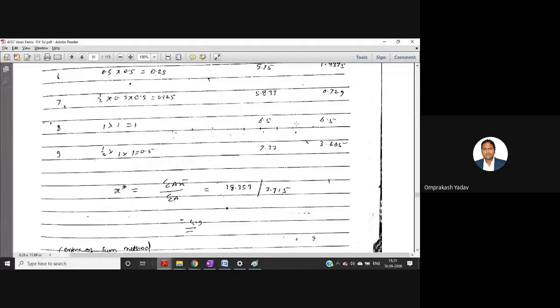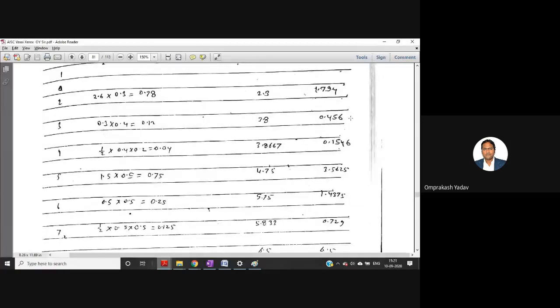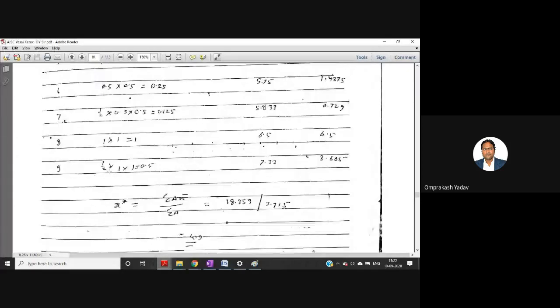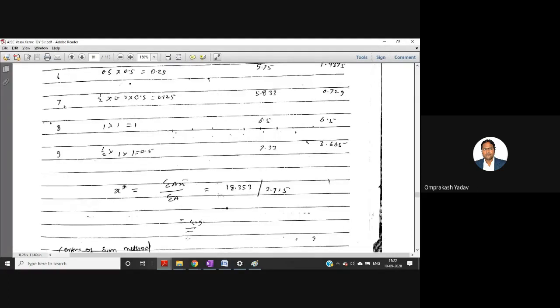So just multiply this, you will get this one. Then finally sum this particular entire column. Calculate sigma of A x bar and calculate sigma of area. So just add for this second column and this column, get the answer. And then what will be your x star? X star will be sigma A x bar divided by sigma A. You can just divide and calculate your own answer. This answer will not be correct.